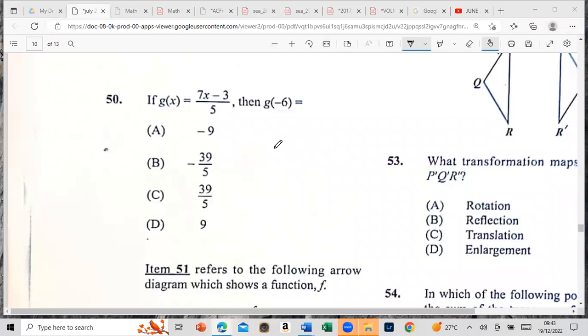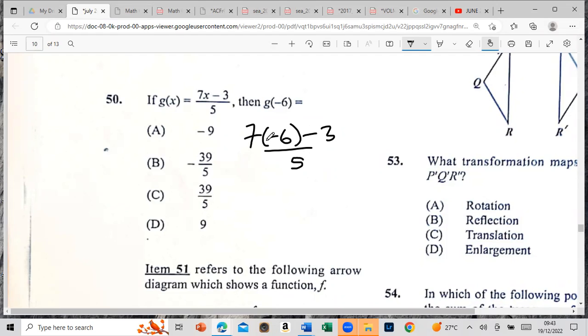Hey guys, sorry about that. Alright, so what we're going to do is substitute the value of negative 6 for x, and that's what they actually want us to do. Guys, remember, try the questions before me and type in the answer. Alright, so let's go.